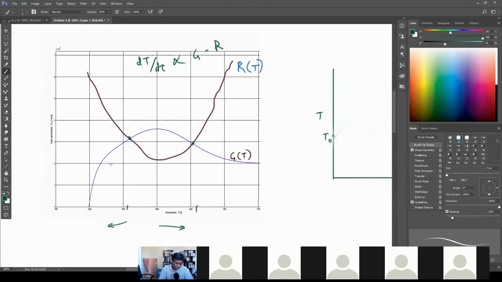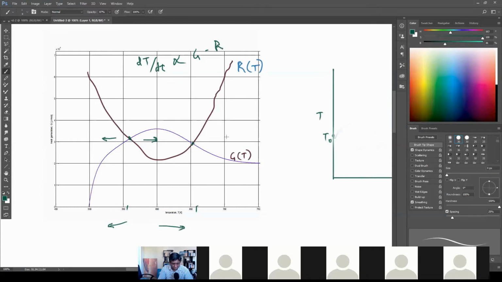So the blue line here is G and the red line is R. So if R is greater than G, dT/dt is negative, right? That means we'll be moving in this direction. Temperature will be reducing, okay? And then looking to the right of this point, you can see G is greater than R. So here G more than R means that dT/dt is positive. So that means we are moving in this direction.